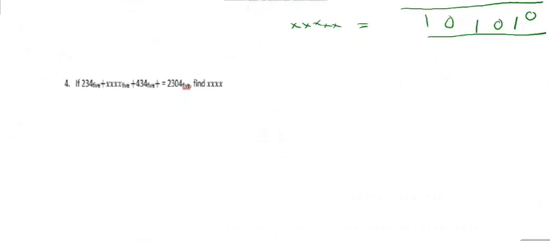Okay, so let's look at example 4. If 234 base 5 plus * base 5 is equal to 434 base 5 of base 5 is equal to 2304 base 5. Find *. So what we're going to do is this.